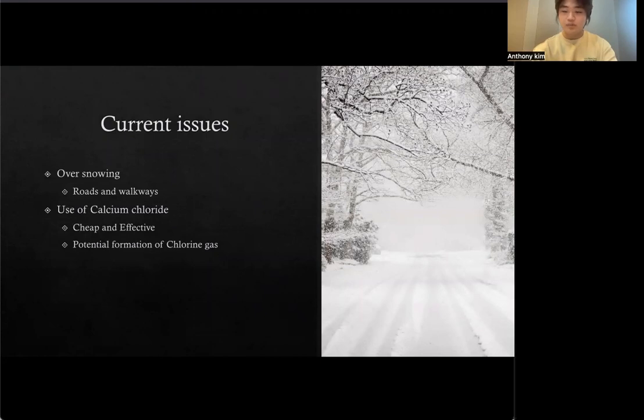However, I have discovered a new problem that hasn't been anticipated. When the calcium chloride seeps into the ground, flows into the water cycle, and evaporates, chlorine gas may form in the atmosphere, causing chlorine ions to enter the water cycle.